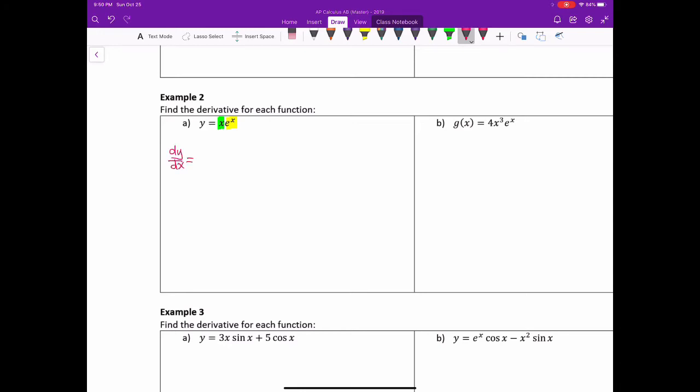dy/dx, and I'm going to do it in words. So it's the first function times the derivative of the second function plus the second function times the derivative of the first function. So that is going to be x times the derivative of e to the x, which is just e to the x, plus the derivative of x, which is just 1, times e to the x. So here we have the derivative of x times e to the x.